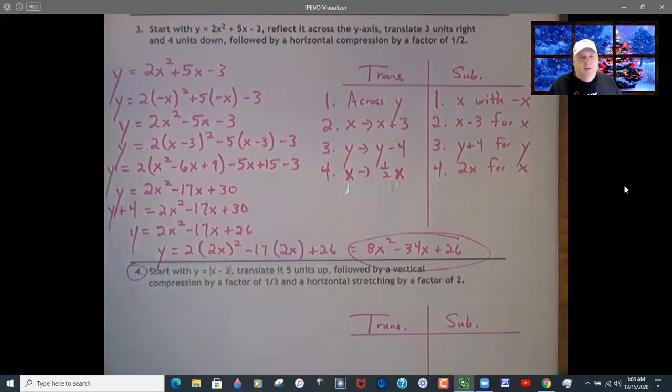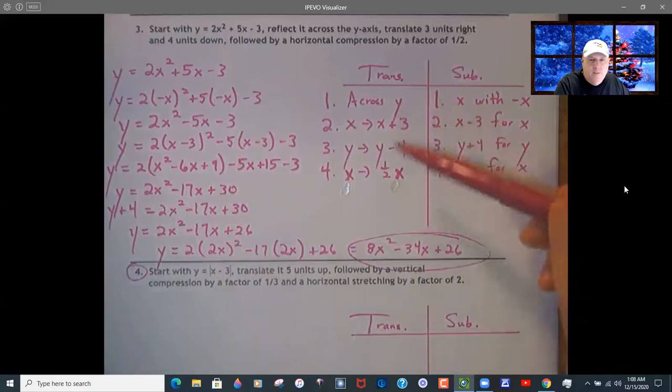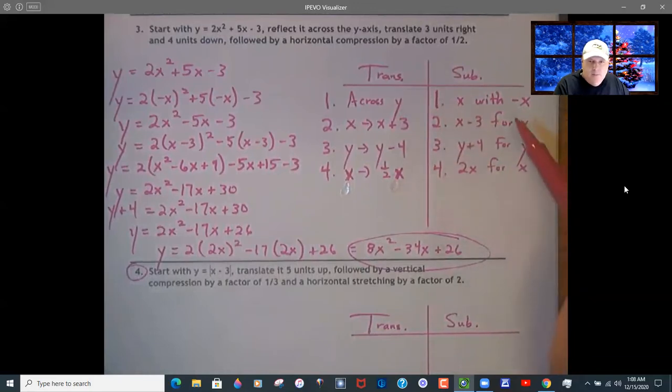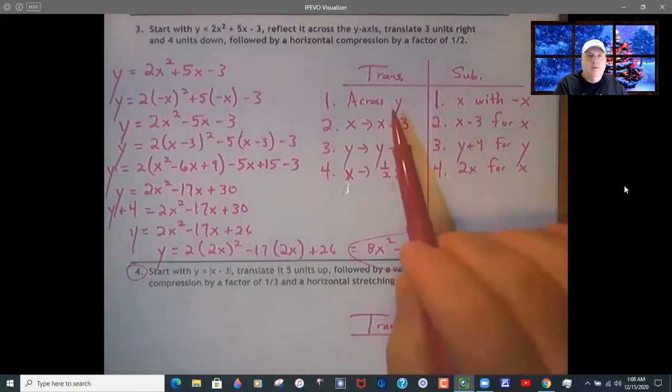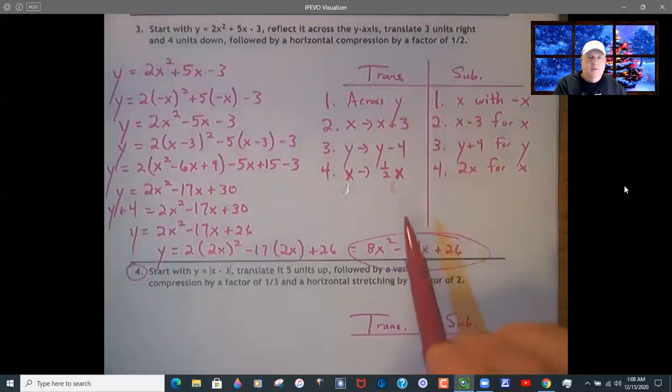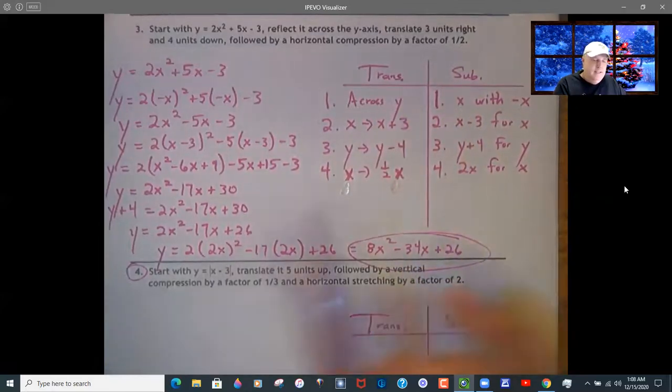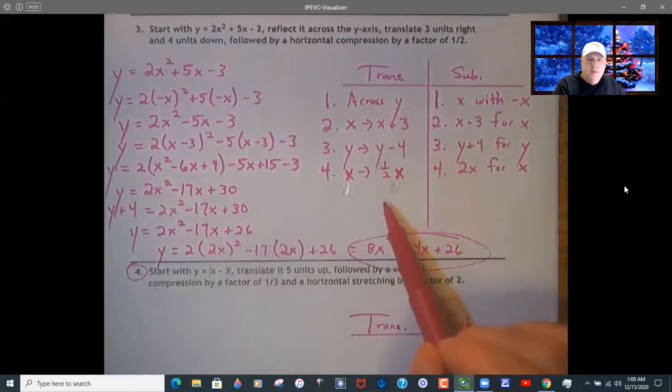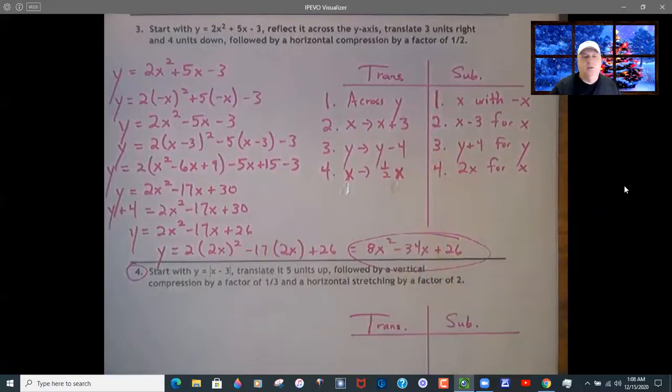Pretty much the only thing this didn't have was like a reflection about the x or y axis. So be very careful in describing this. Be very careful in deciding the inverse. And oh, actually, we did have one across the y. Sorry about that. So this had about everything. The only thing it didn't have would be a vertical stretch or compression.